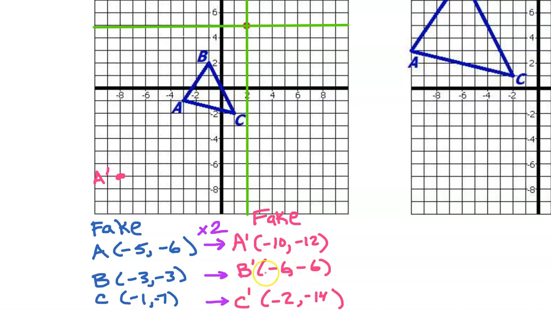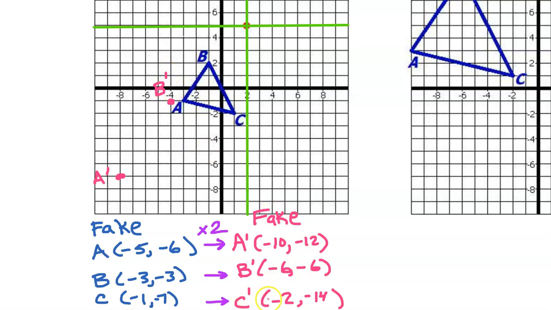Okay. Fake B prime is -6, -6. So counting from here, all right, so there's -6 and -6. So that's going to be right here. So this is B prime.